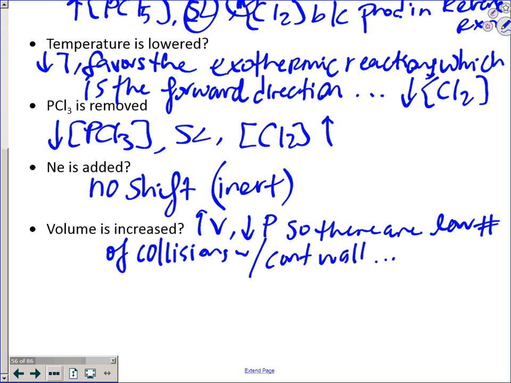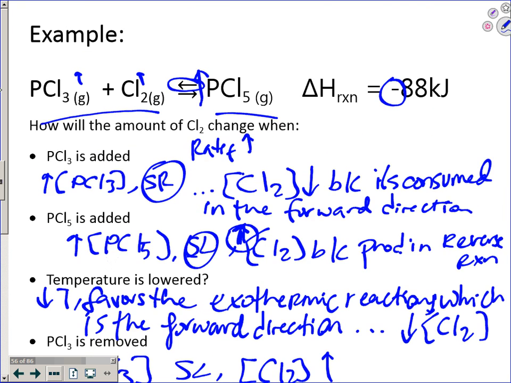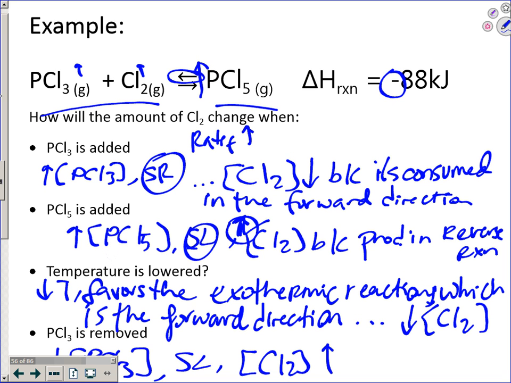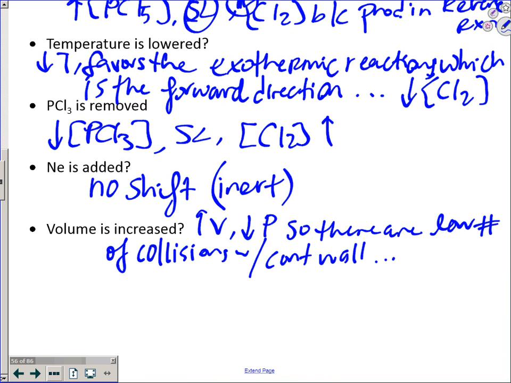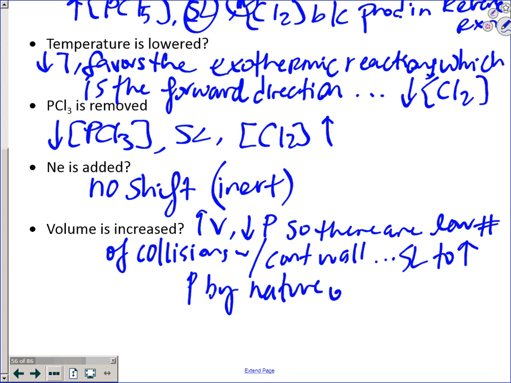So yeah, we need to look up here, right? So what am I looking for now? Coefficients, look for more moles. So there's 1 mole, 1 mole, 1 mole. So we're going to shift to which direction? Left, because there are 2 moles of gas there. So shift left to increase the pressure by nature of moles.